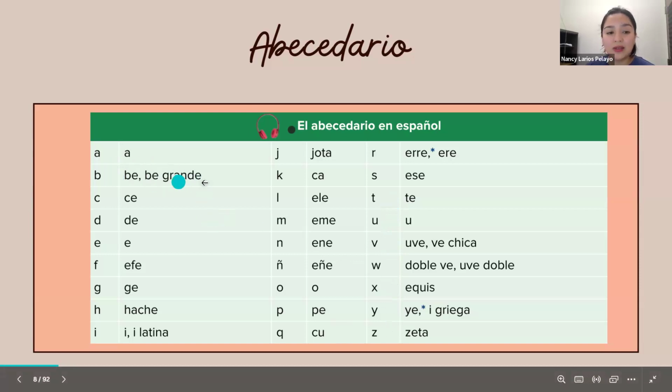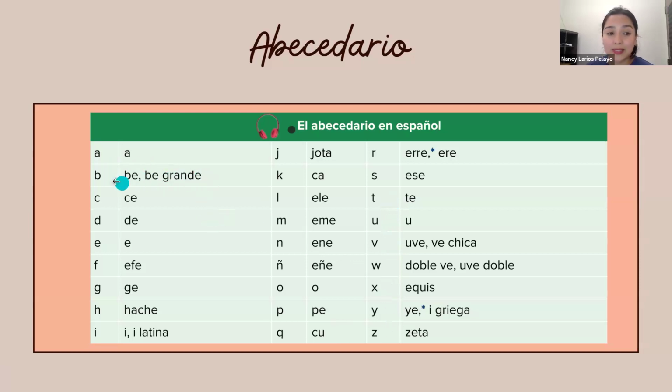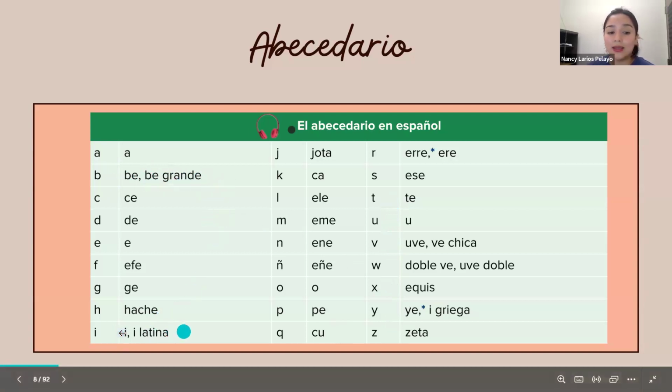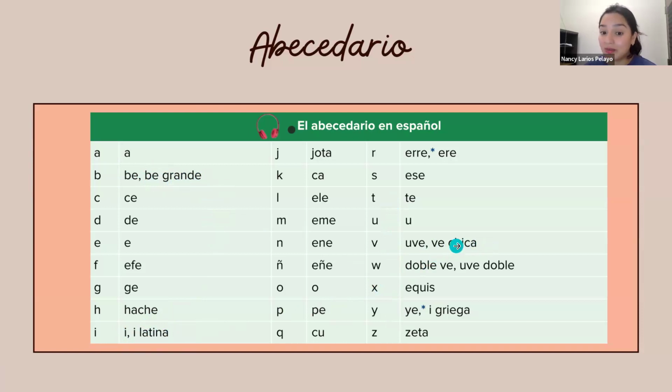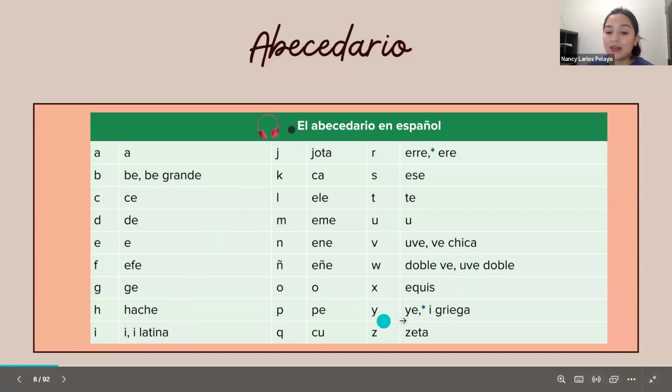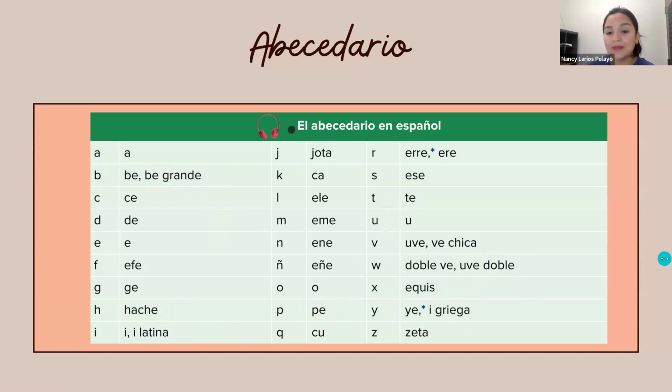And for some of these, they have different names, like B or B grande, Y latina, V, V chica, but I call it V, just V, W or V doble, and you have Y, I say Y, but you can also call it Y, okay?